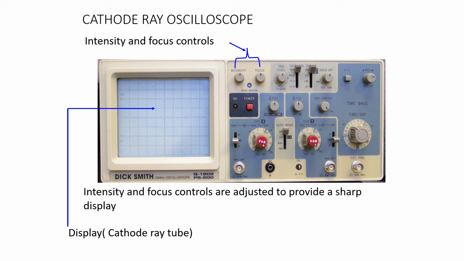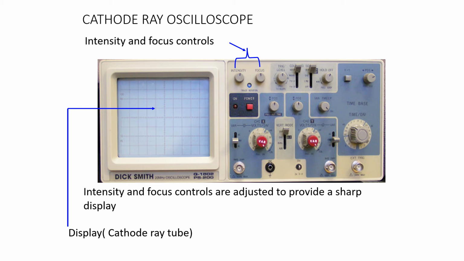To start with, we have a switch to switch on the power, that is the power on switch. It is used to switch the CRO on and off. Next we have the horizontal amplifier input. This is used for connecting the signal as an input for the horizontal amplifier. The vertical amplifier input is where the signal to be measured, or the signal under test, is connected.